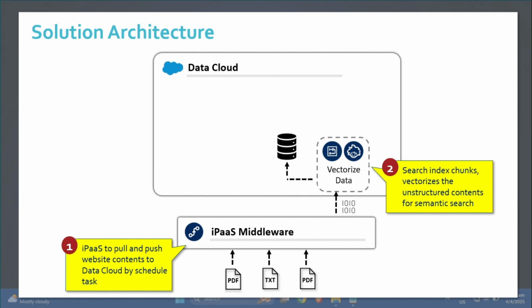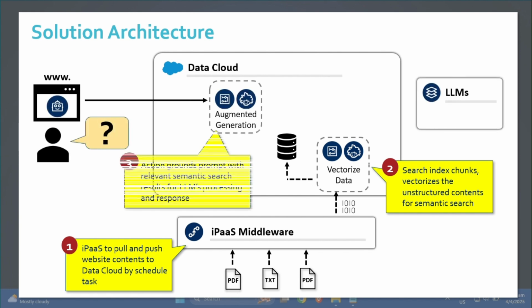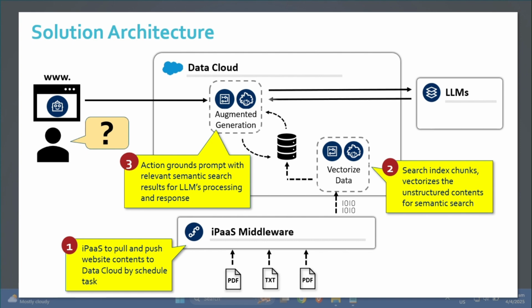At the website, as soon as the AI agent receives an inquiry from the user, the agent action and prompt template kick in. First, it performs a semantic search on the unstructured data to find any information that is relevant to the inquiry. Next, the user's inquiry, supplemented with relevant information from the semantic search, is then forwarded to the large language model of choice to generate the final response to the user. This mechanism is commonly known as retrieval augmented generation.